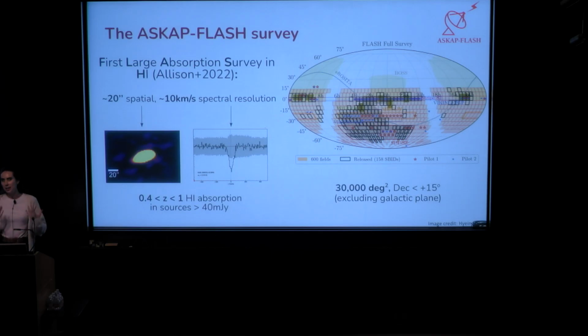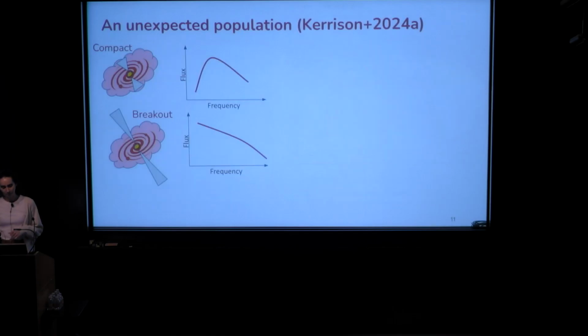At the redshifts we're interested in, of about 0.4 to 1, we have what corresponds to about a 10 kilometer per second spectral resolution. So we get spectra like you see on this second plot on the left here, and so we can actually start to look at the shapes of these line profiles and maybe learn something about the kinematics of the gas that is doing the absorbing.